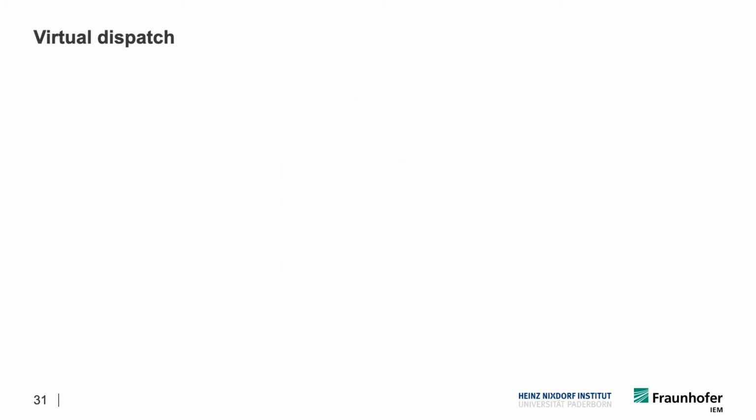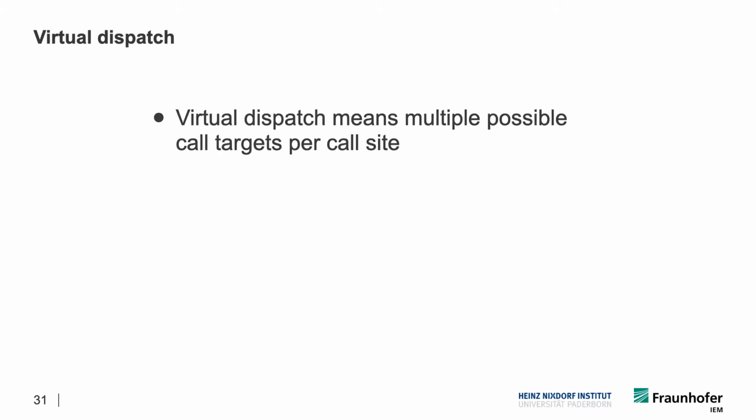Then another challenge is virtual dispatch. So I already explained virtual dispatch means multiple possible call targets per call site in general. Normally that's not such a big challenge, right? So if a call graph names us a number of different call targets for a given call site, the analysis would simply analyze all of them, right?